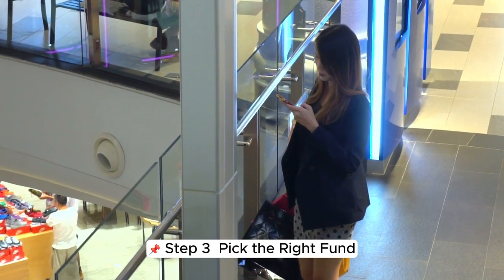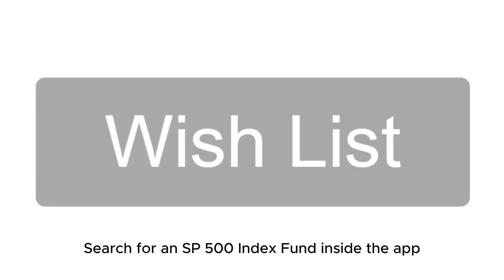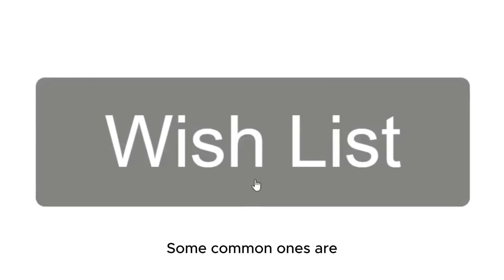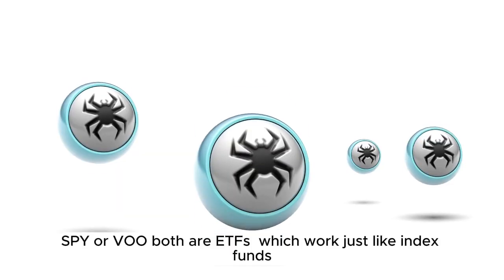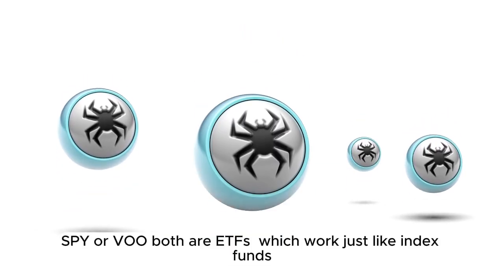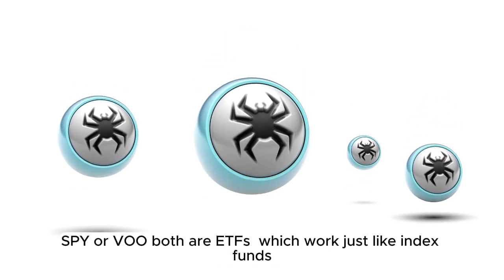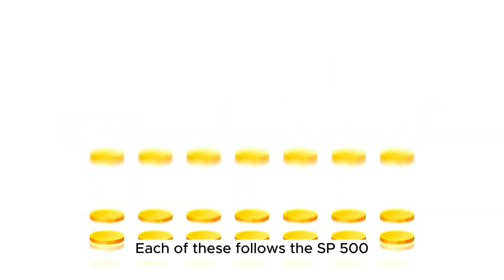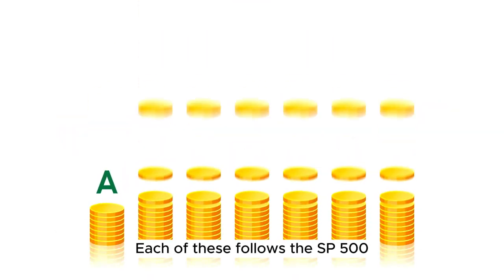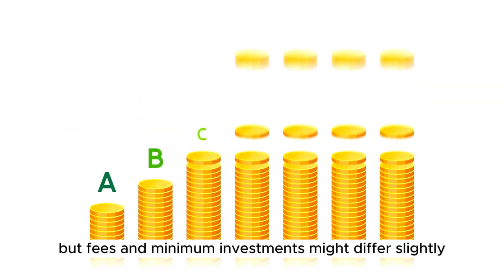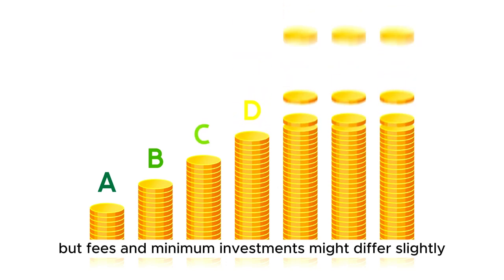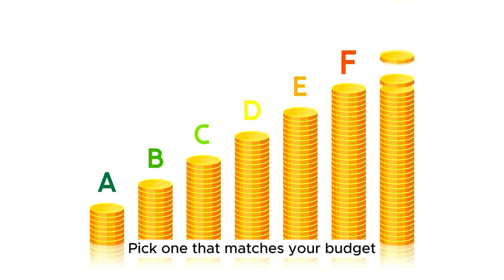Step 3. Pick the right fund. Search for an S&P 500 index fund inside the app. Some common ones are VOO from Vanguard, FXAIX from Fidelity, SWPPX from Schwab, SPY or VTI, both are ETFs which work just like index funds. Each of these follows the S&P 500, but fees and minimum investments might differ slightly. Pick one that matches your budget.